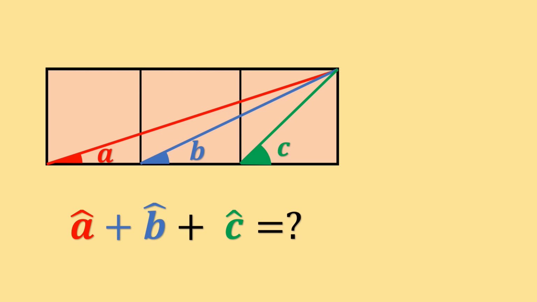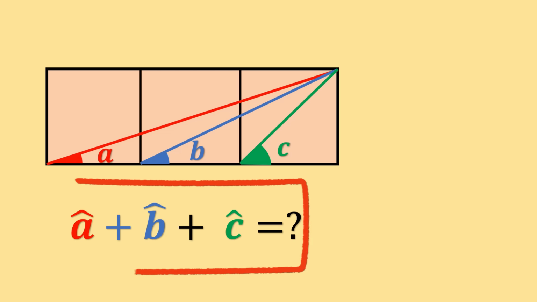Now it's your turn. Here's a new figure. A rectangle divided into 3 equal squares. What do you think the sum of angles A, B, and C is?